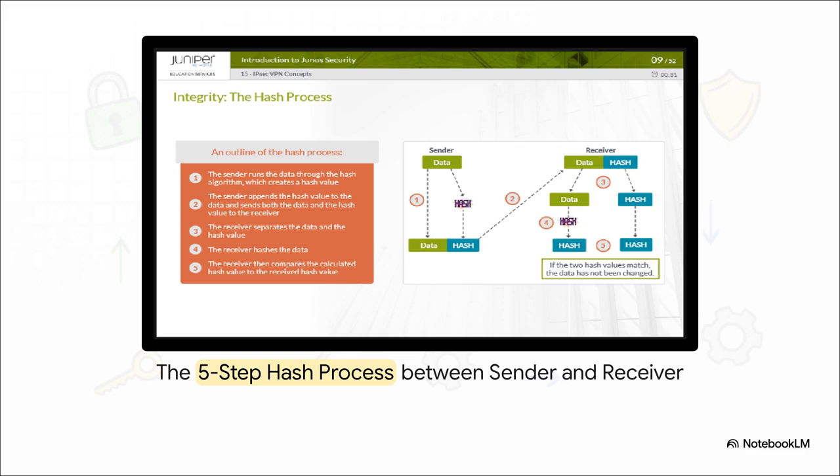So how does this actually look in practice? Well, it's basically a 5-step dance between the sender and the receiver. First, the sender runs the data through the hash algorithm, creating a hash value. They append that hash to the data and send the whole package across the network. Now, when the receiver gets it, they separate the original data from the sender's hash. The receiver then takes that original data and runs it through the exact same hash algorithm, entirely independently. Finally, they compare their brand new calculated hash against the one the sender provided. If those two match up perfectly, boom, we know for sure the data has not been messed with.